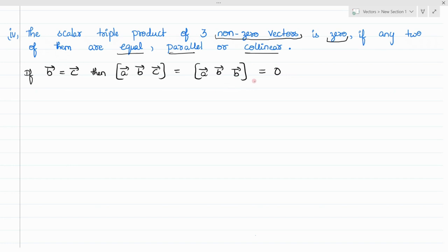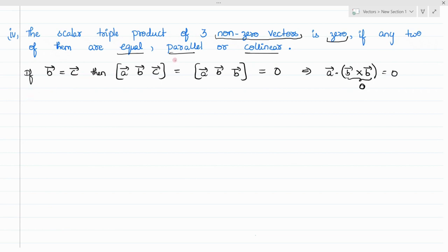And there is another reason we can give. The scalar triple product can be written as A dot B cross B. I've already told you in the properties of vector product, if you multiply two equal vectors using the cross product, you'll get the value 0 over here. So anything multiplied with 0 gives the final answer 0. So this is also a reason to get 0 as the answer if two vectors are equal.